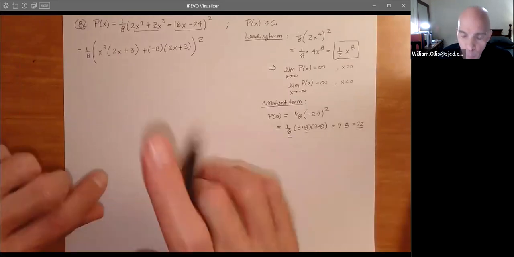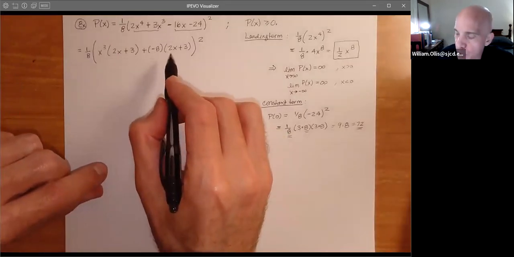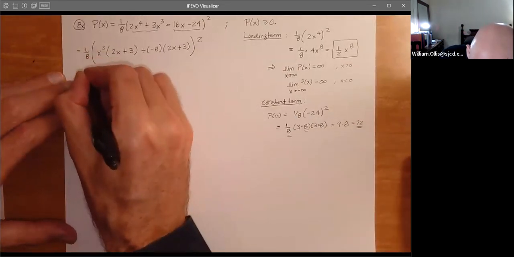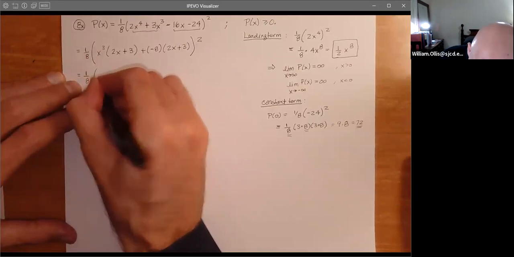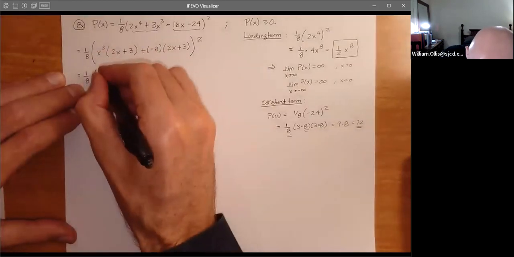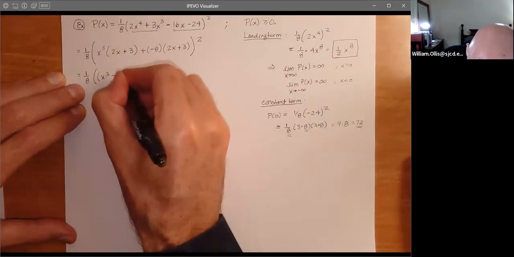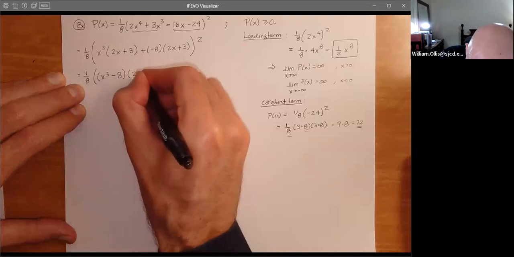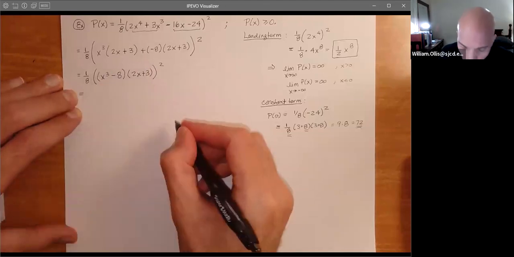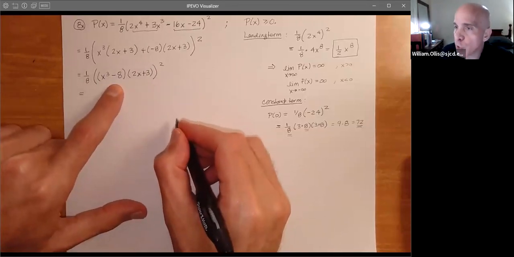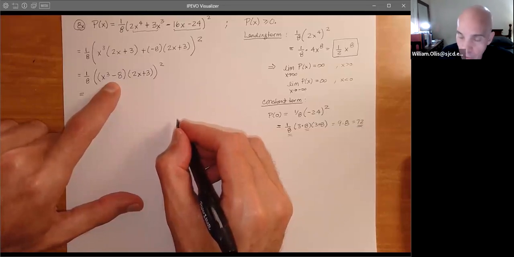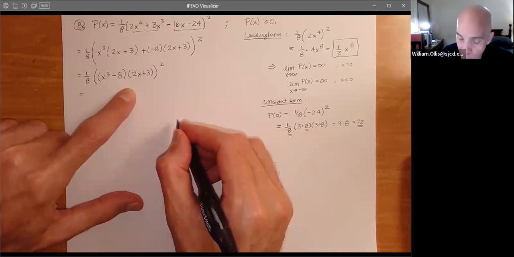When we look at this problem, we're thinking, okay, well, this is kind of like doing Professor Ron's AC limit, but we didn't have the AC part. So now we have 1/8, and then we have x cubed minus 8 times 2x plus 3. So we get to use our difference of cubes. Now we know that this is going to be x minus 2, and then we'll get the x squared plus the 2x plus the 4.